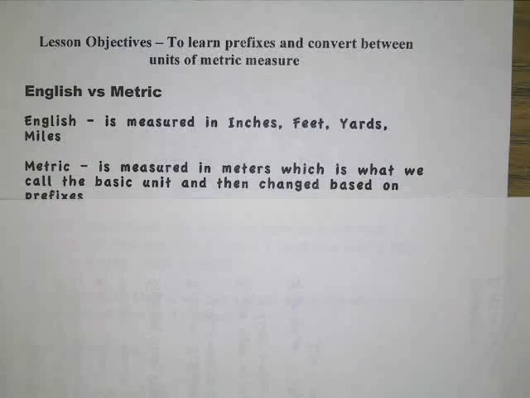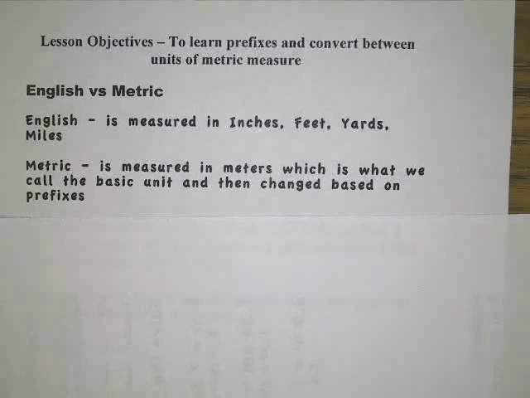So, English versus metric. The English is measured in inches, feet, yards, and miles, which is what we use here in America and only here in America. And metric is measured in meters. And this is if we're doing lengths. If we're doing weights, we have grams, okay? And we have what we call a base unit. And for length, it's meters. For weight, it's grams. And we'll talk about all the different base units later.